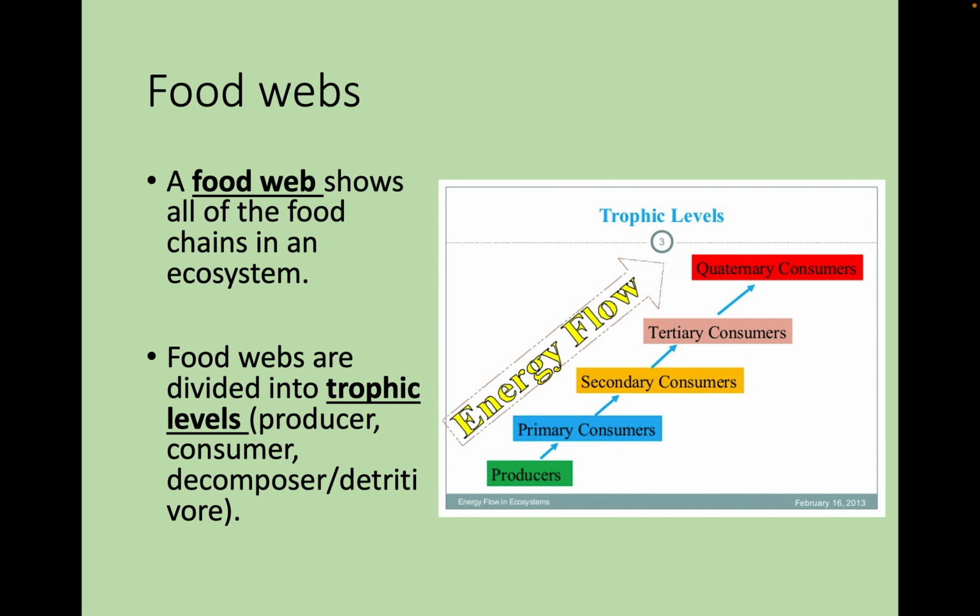This picture here is just reminding you about what trophic levels mean. Food webs have the same trophic levels, so there will still be producers. There'll still be different levels of consumers. We may also see decomposers, detritivores. You can use the same words we used for food chains. Just this time it's going to be a little more complicated because we'll have arrows pointing everywhere.